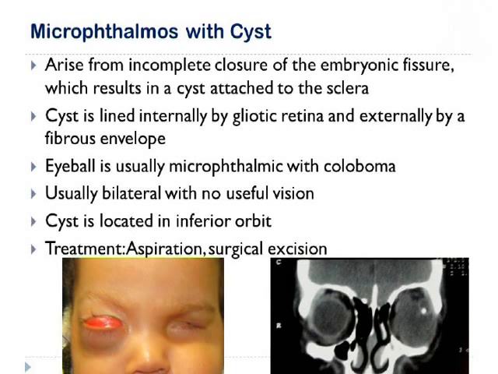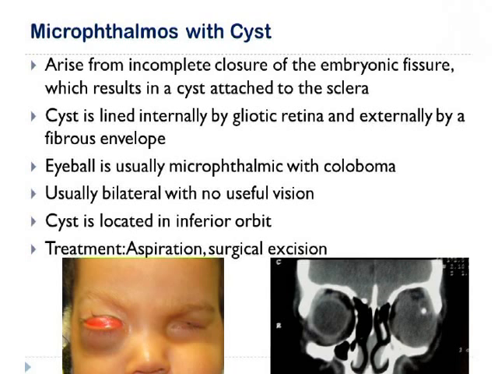On CT, you can see that the globe is shifted up and there is a cyst in the infranasal part of the orbit. This is a child with bilateral microphthalmos with a cyst on the right side. Treatment is aspiration if it is a large cyst in children, say less than 2 years. We do surgical excision generally when the child grows up, say around 3 to 4 years of age.